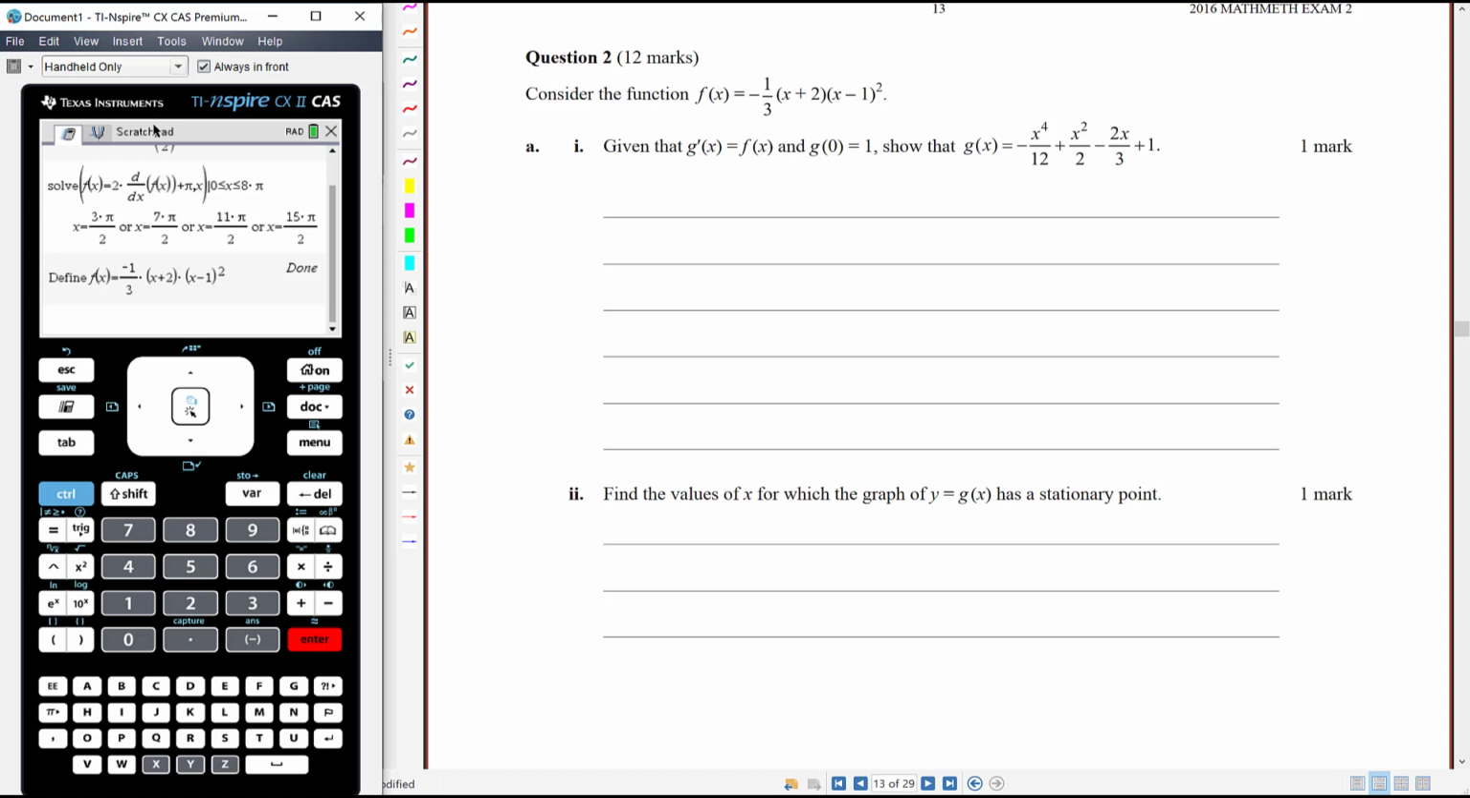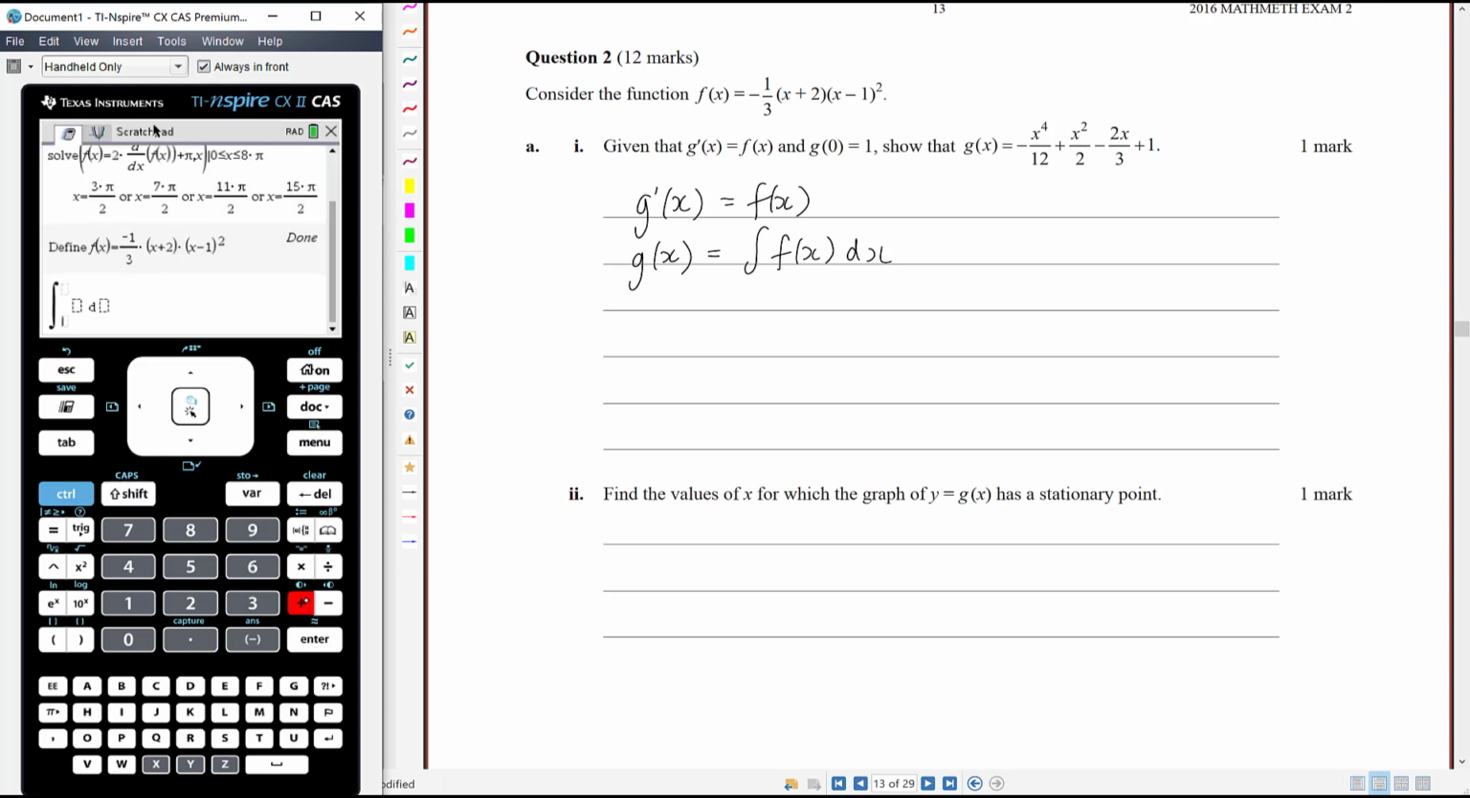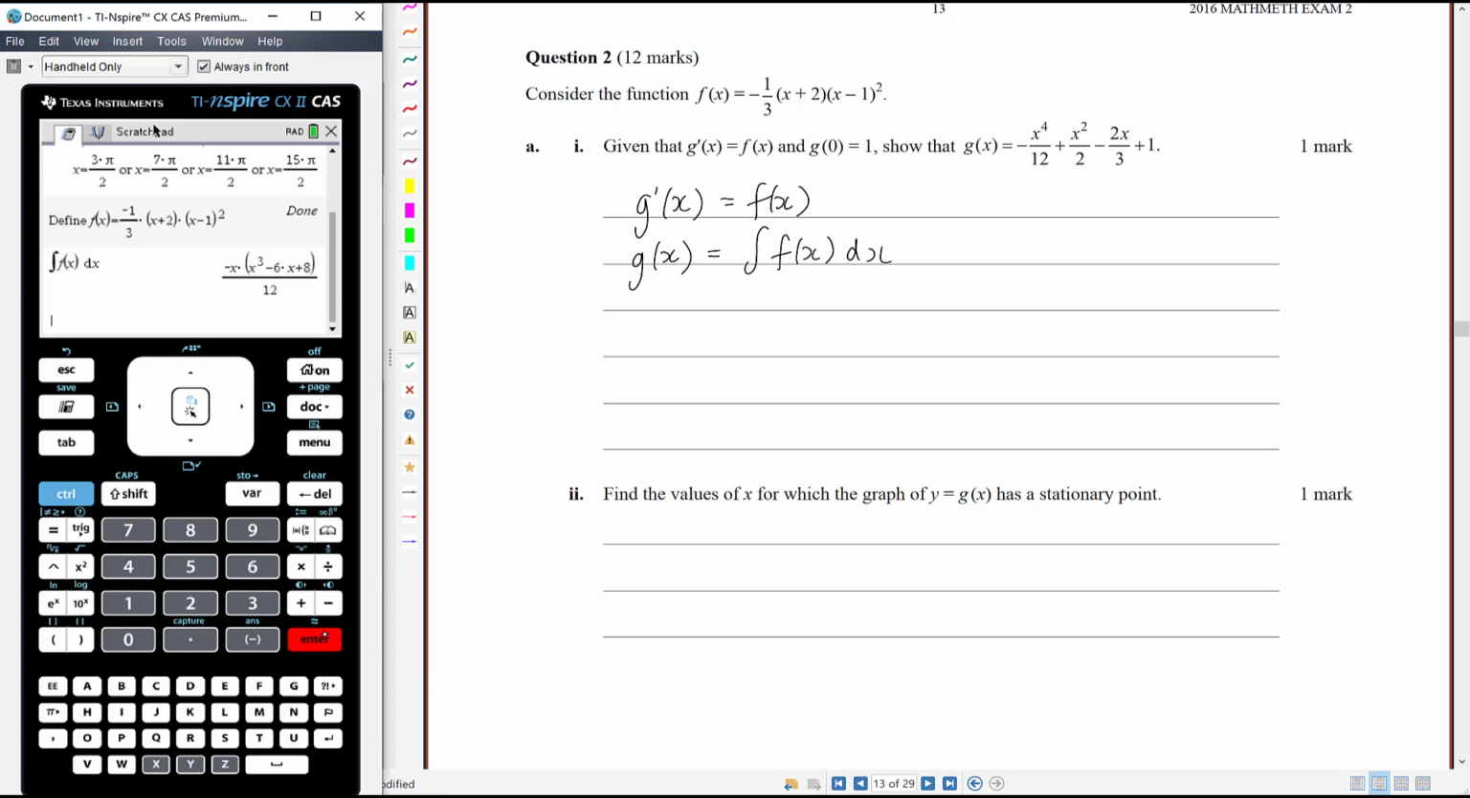Alright, given that g dash of x, the derivative of g, is equal to f of x, so this function here is a derivative function. That's the derivative of g. Show that g is equal to this. Okay, so if g dash x is equal to f of x, that means that g of x is equal to the antiderivative of f of x. Now, I know we can get our CAS to find the antiderivative of f with respect to x, and it gives us that.